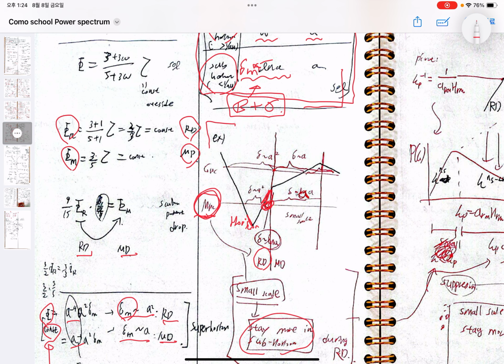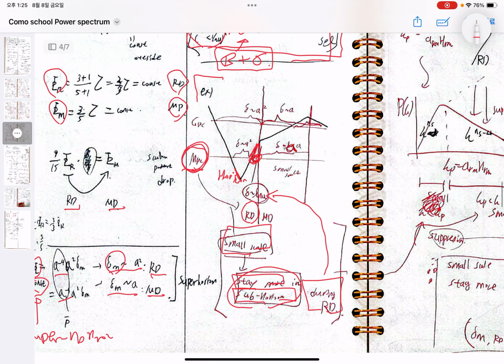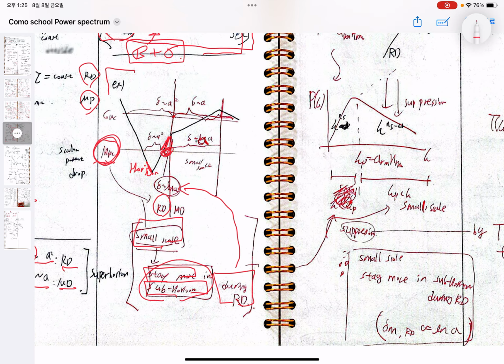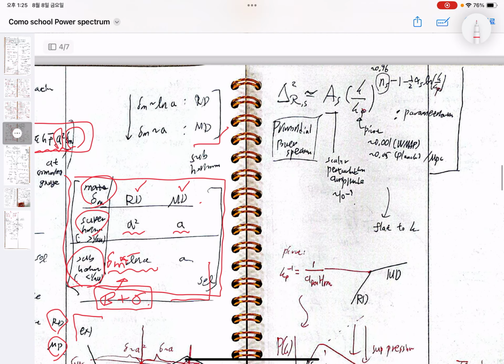So in the small-scale case, because it stays more in the sub-horizon during the radiation era, this makes additional evolution with the logarithm compared to the large scale. One more time, the small scale stays more in the sub-horizon during the radiation era, so with the evolution of the logarithm, this makes a relatively large evolution.